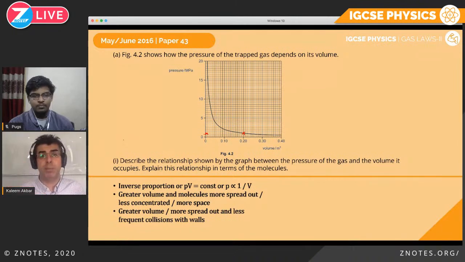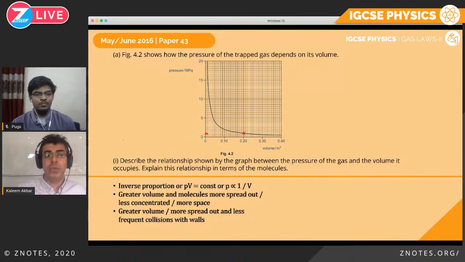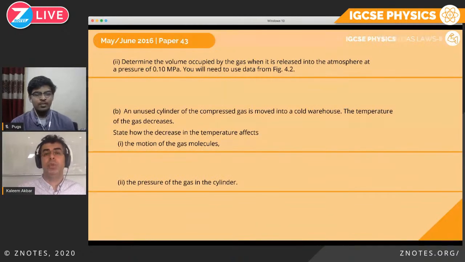Now you could do this with any point, by the way. I'm just looking at one that gives me a nice number that isn't in between anywhere, where I'd need to use half boxes. I'm just looking, okay, 0.2, what do you give me? You give me 1 megapascal. So what do I need to do with that? Well, by using a calculator, you would do 1 times 0.2, which of course is 0.2.